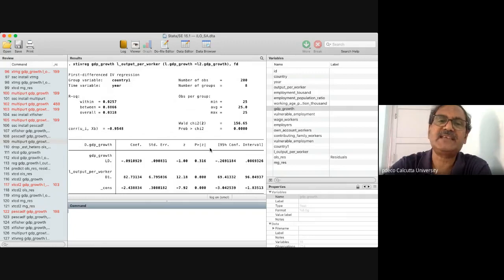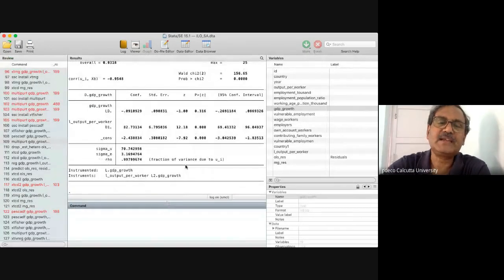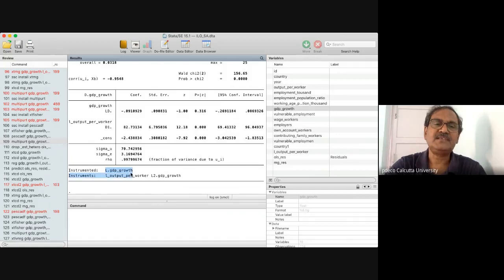All things remain the same as for the fixed effect. Here we are using instrumental variable in place of applying OLS. What is the instrument? Which is instrumented? We have instrumented this variable, L dot GDP growth, because GDP growth is used as a dependent variable here.